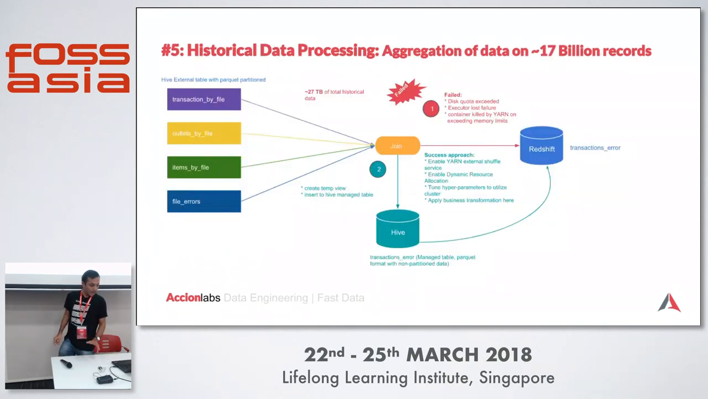So this is one example: historical data processing. Think of these as all the tables in Hive and partitions. Your data comes in as POS data when you do transactions, and those are the files. You pass those files through Kafka and then dump them to all tables: outlet by file, item by file, file errors, and transaction by file.